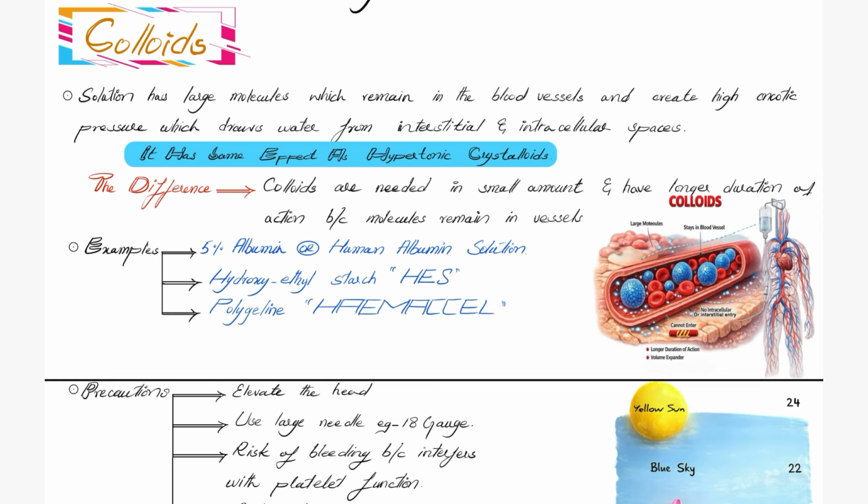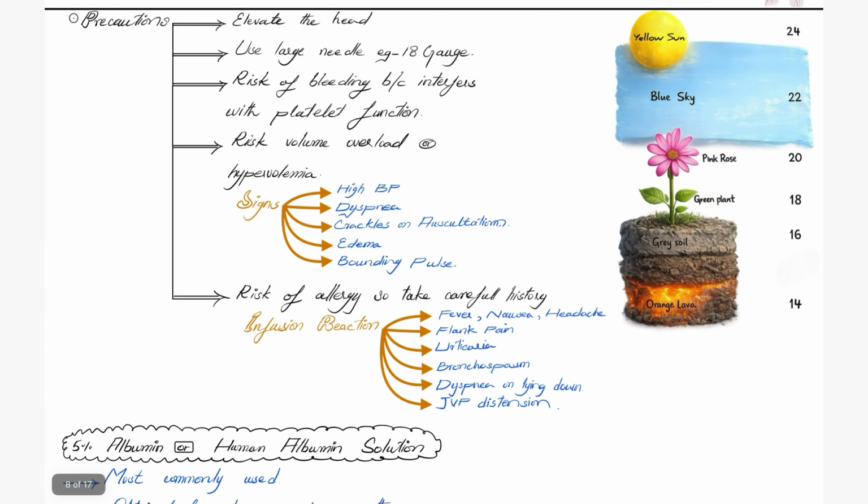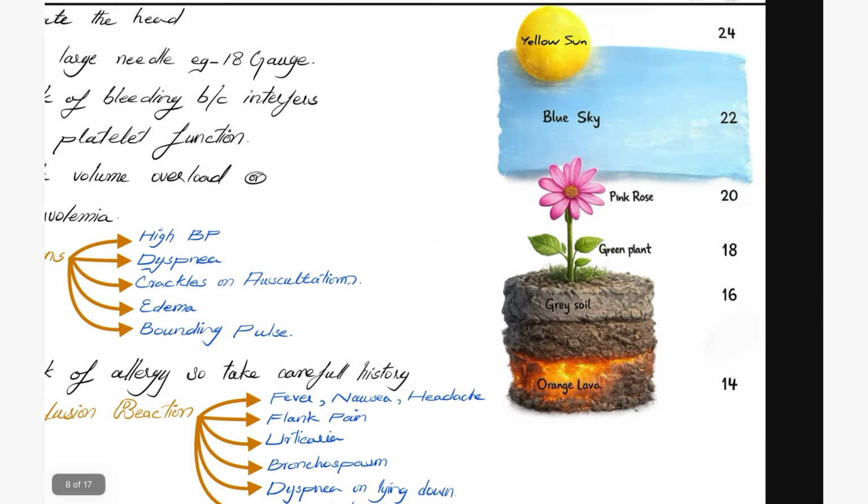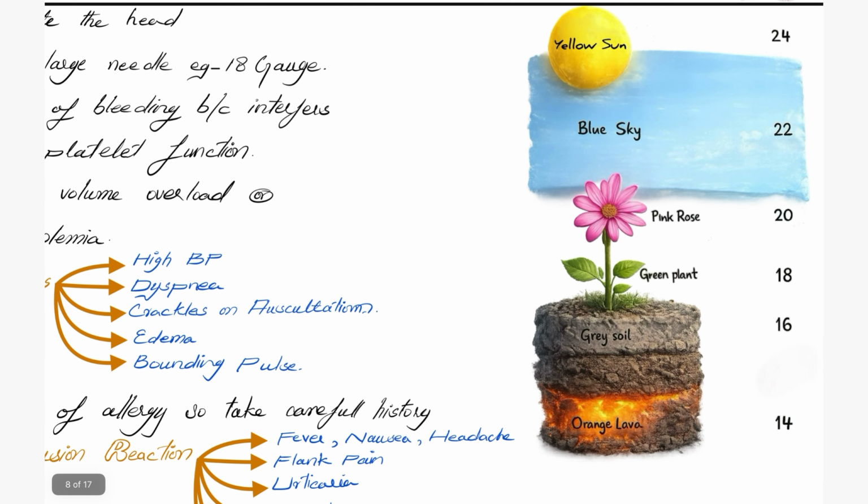So colloids include 5% albumin or human albumin solution, hydroxyethyl starch, and polygeline, which has a famous brand name called Haemaccel. Now, precautionary measures for warding off impending damage. Number one is elevate the head of the patient. Two is use a large needle, for example, a thin gauge. And there is a mnemonic for remembering cannulas of different sizes.